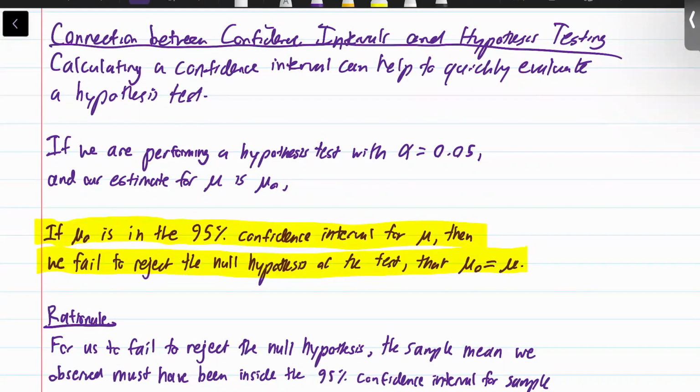There's an important connection between the second approach using confidence intervals and the first approach using hypothesis testing. And that is that calculating a confidence interval can help to quickly evaluate the result of a hypothesis test. More specifically, if we are performing a hypothesis test with alpha 0.05 and our estimate for mu is mu naught, if mu naught is in the 95% confidence interval for mu, then we fail to reject the null hypothesis of the test that mu naught is a true mean.